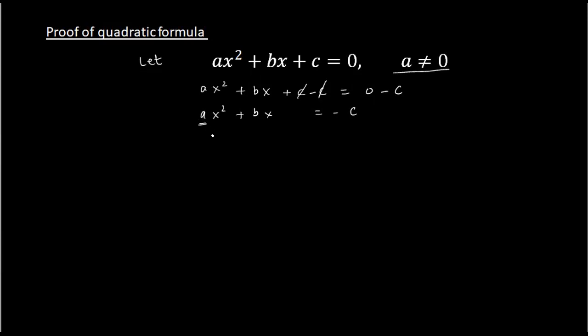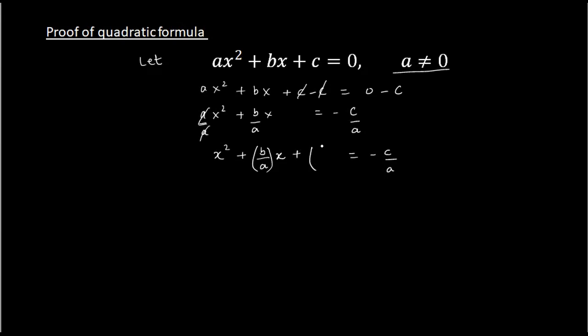We get ax²/a + bx/a = -c/a. This can be rewritten, as a gets cancelled, as x² + (b/a)x = -c/a. Now, note down the coefficient of x. Here, the coefficient of x is simply b/a.